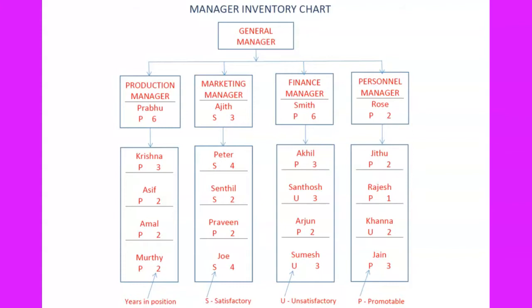At a glance, the general manager can see where he or she stands with respect to the staffing function. In the chart, the general manager's successor is probably the production manager Prabhu, who in turn has a successor readily available to take his position, here Krishna. Even though the finance manager is also promotable, the production manager has an advantage over the finance manager, because a manager frequently will not be promoted unless there is a successor available to take his or her place.